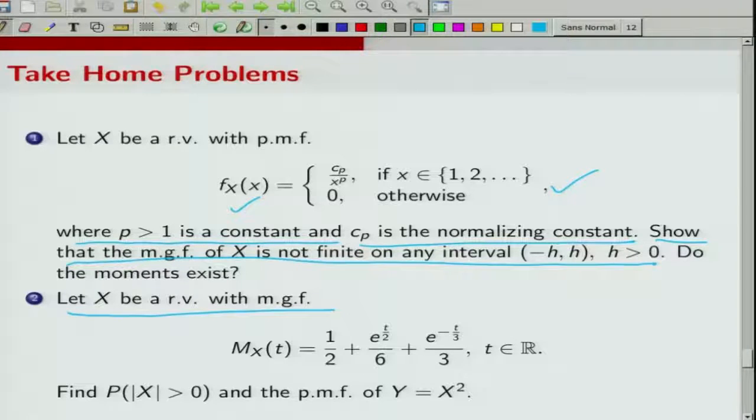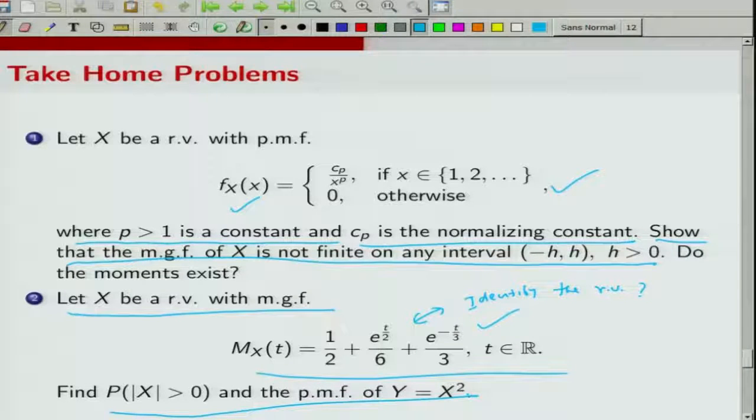Now let us consider another problem. Let X be a random variable with MGF given by this. Find the probability that mod X is greater than 0 and the PMF of Y equal to X square. One way to do this would be to try to identify the random variable for which this is an MGF. Now once you have identified the random variable and its distribution, getting these things would be straightforward. So I have given you a hint for this problem.